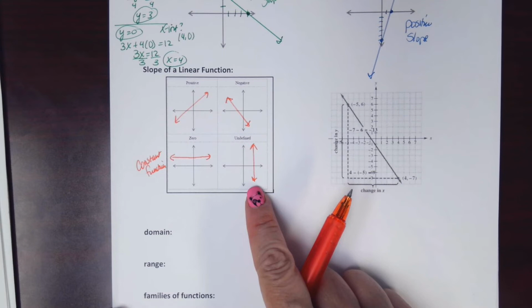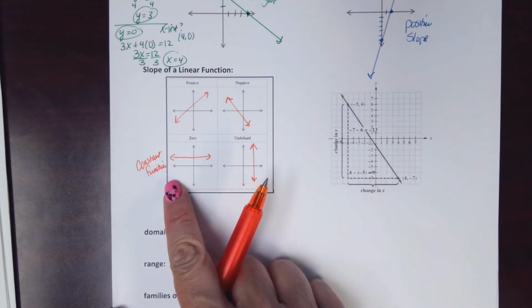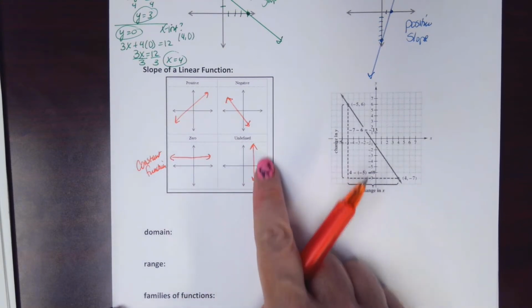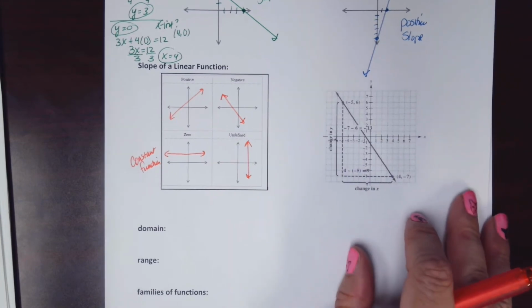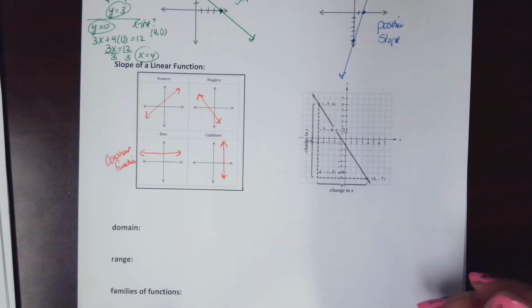Undefined slope is a vertical line. Constant function is a horizontal line. Slope is 0. Undefined slope is a vertical line. Slope is undefined. It does not exist. Okay. How do I figure out what slope is?